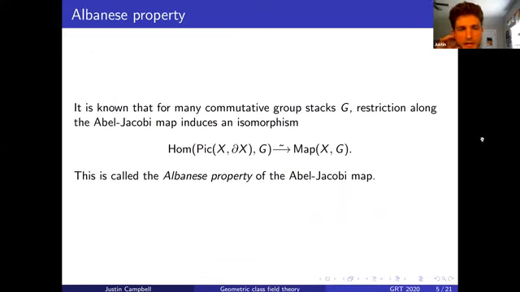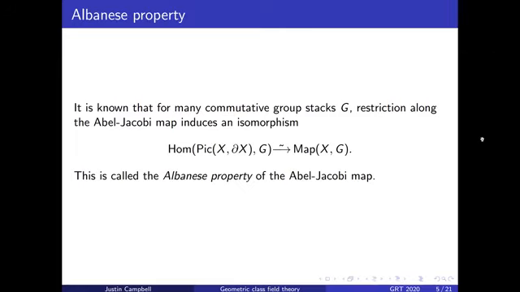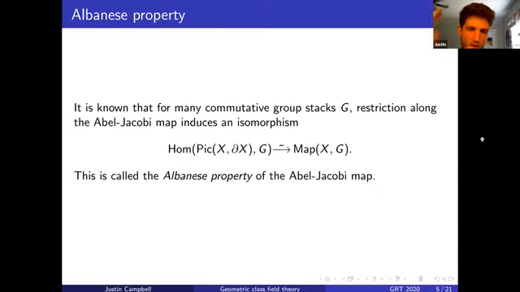The basic statement that we're interested in is what I would call an Albanese property. Again, these words like Albanese, Jacobian, and Abel-Jacobi all get used in slightly different or maybe interchangeable ways. But for me, the Albanese property says something like: for some class of groups G, restriction along the Abel-Jacobi map induces an isomorphism from homomorphisms from the Jacobian into G to the collection of maps from the curve into G. This is known for many different G, and for different kinds of G, maybe there are different arguments. Part of my ambition with this project was to systematize this and provide a unifying framework for this sort of Albanese property.